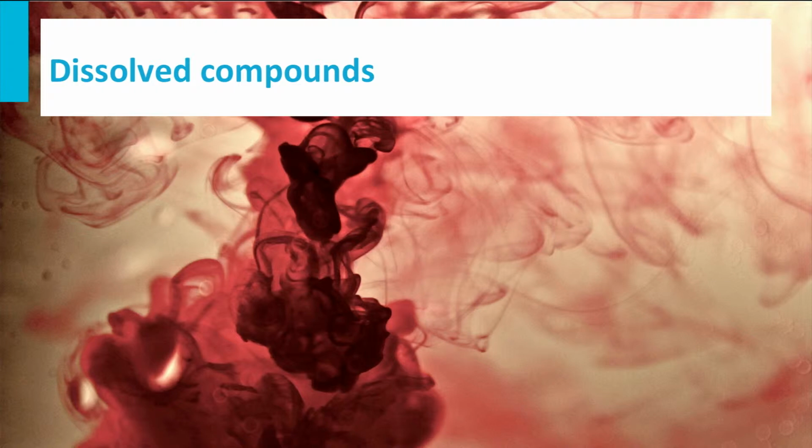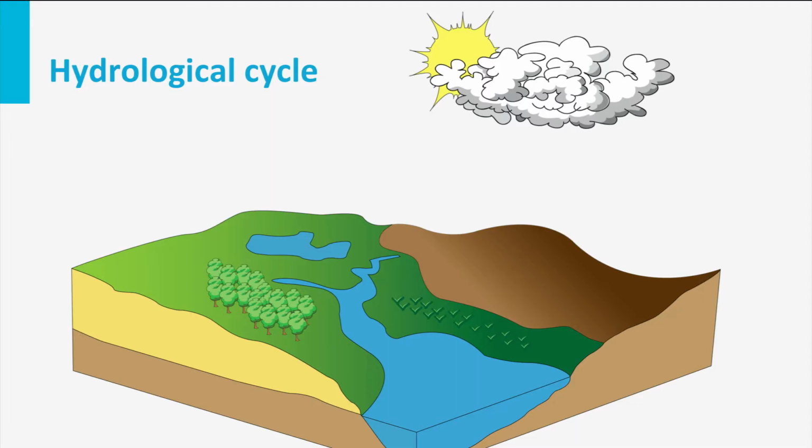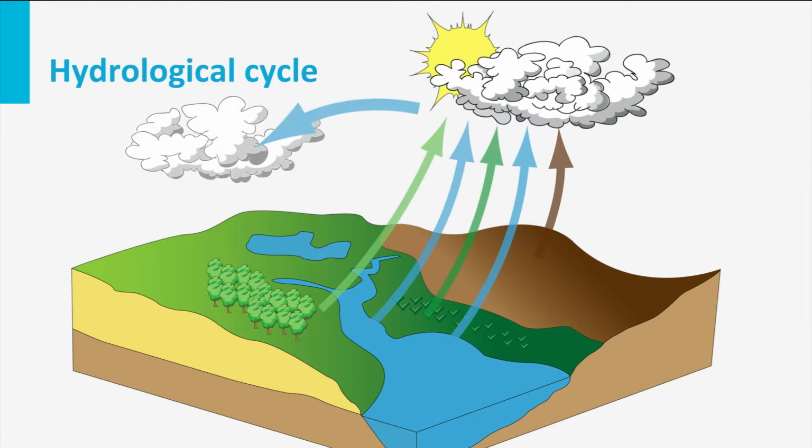Dissolved compounds in water can be divided into inorganic and organic compounds. A subdivision can also be made based on the concentration present: macropollutants for concentrations over 1 mg per liter and micropollutants for concentrations below 1 mg per liter. This was a quick overview of the main water parameters.